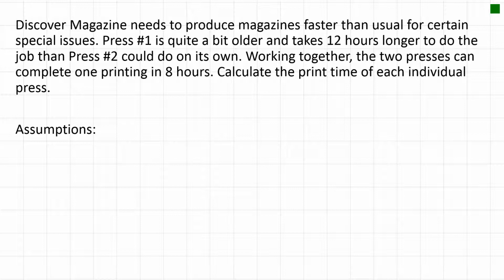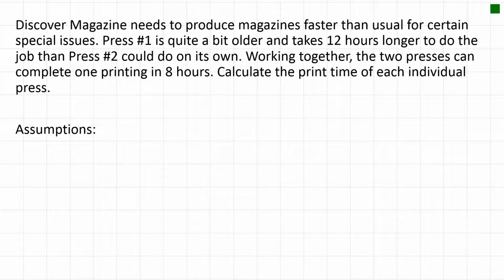So work problems, you'll remember. Let me read the example first. Discover Magazine needs to produce magazines faster than usual for certain special issues. So they have press number 1, which is quite a bit older, and it takes 12 hours longer to do the job than press 2 could do on its own. But we're told that working together, the two presses can complete one printing in 8 hours, and we need to calculate the print time of each individual press.